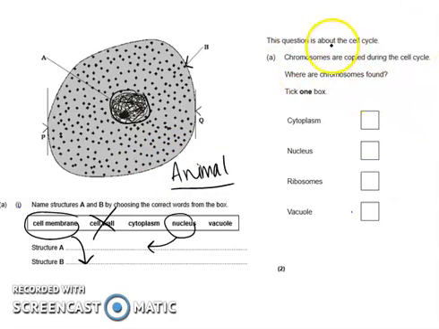The next question says, this question is about the cell cycle. Chromosomes are copied during the cell cycle. Where are chromosomes found? Now, I've not actually mentioned the word chromosome today, but I did want to just bring this to your attention.